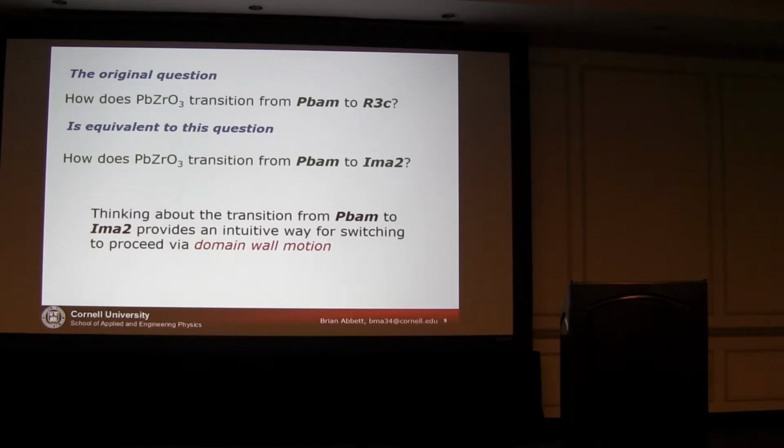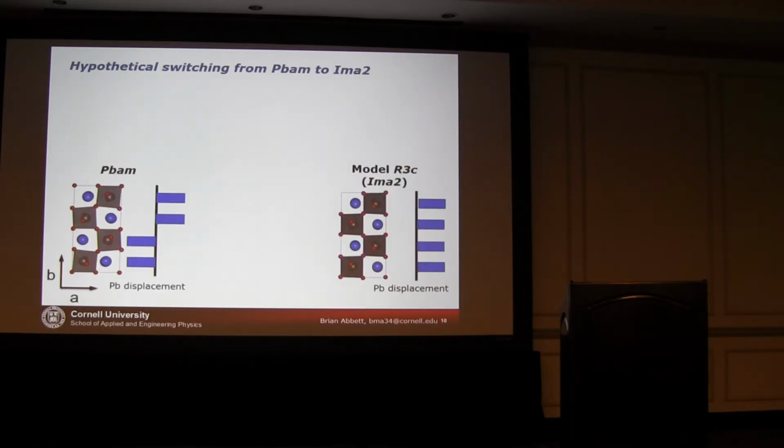We don't really know what the structural switching pathway is going to look like there. But if you think about this equivalent question, how does PbA transition into IMA2, it becomes much more clear how this is going to happen. I'll show this on the next slide, but once you look at those two structures, you can think about this simple domain wall motion happening to switch from PbA to IMA2.